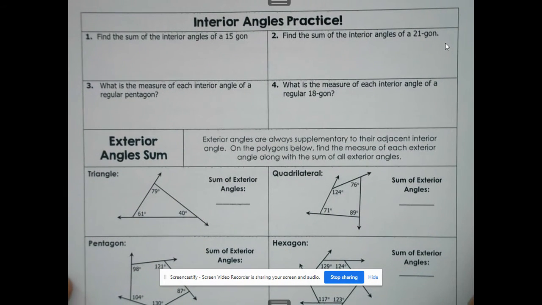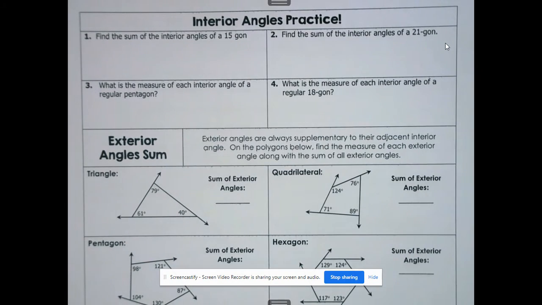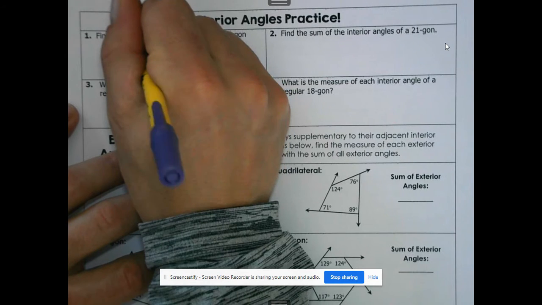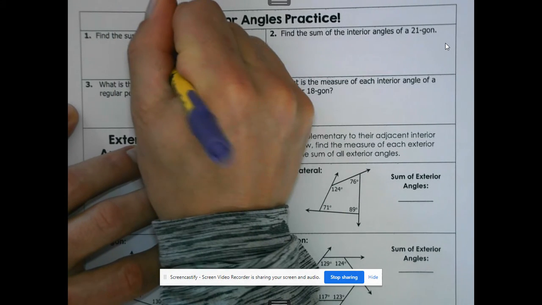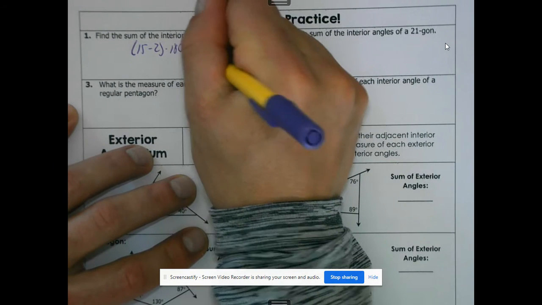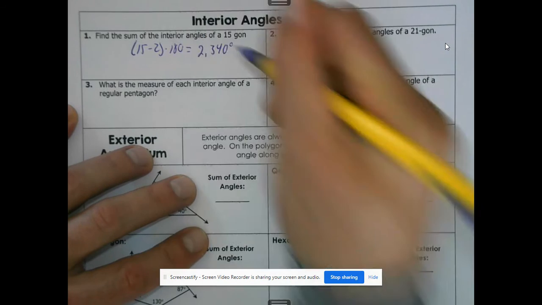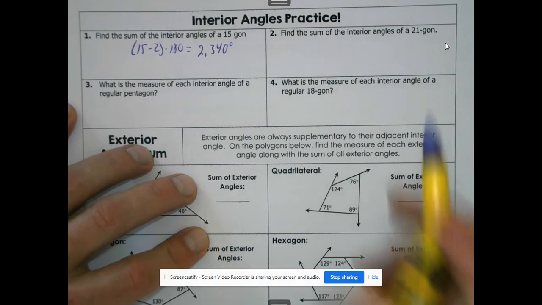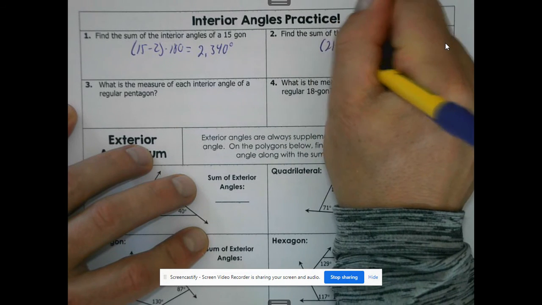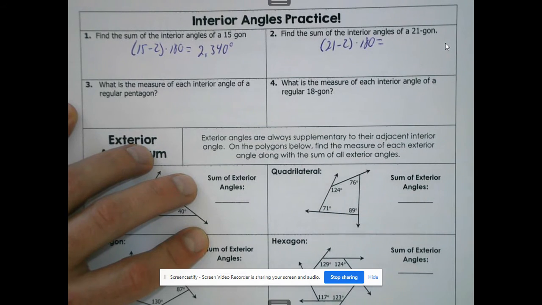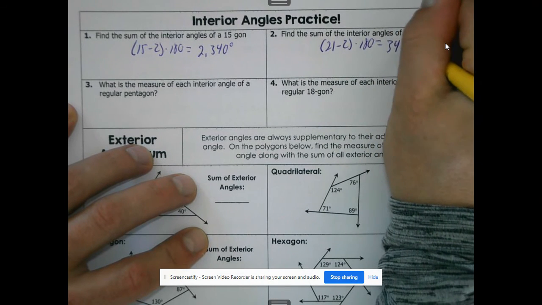Interior angles practice. All right, number one, find the sum of the interior angles of a 15-gon. Okay, we got this. 15 sides minus 2 times 180. That's simple. Type it in correctly. That comes out to be 2,340 degrees. Find the sum of the interior angles of a 21-gon. Okay, 21 sides minus 2 times 180. That comes out to be 3,420 degrees.